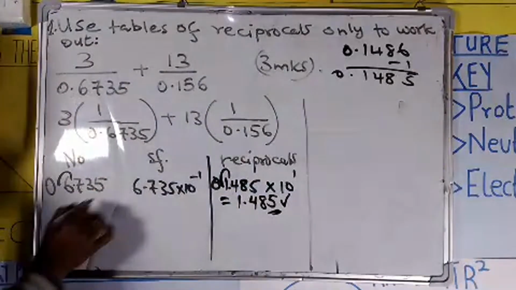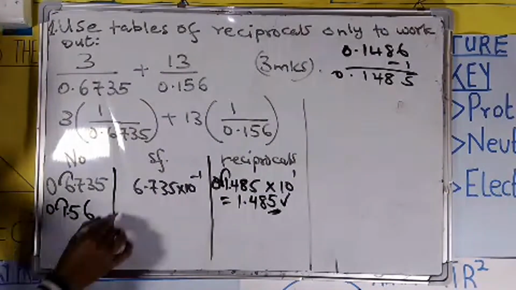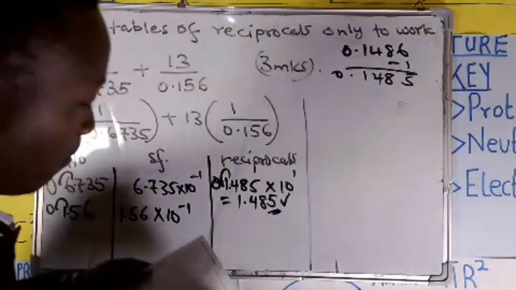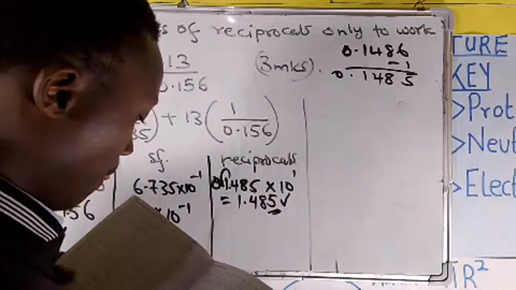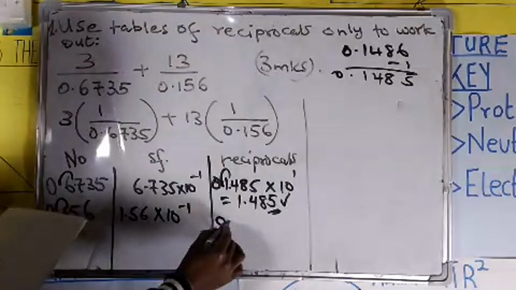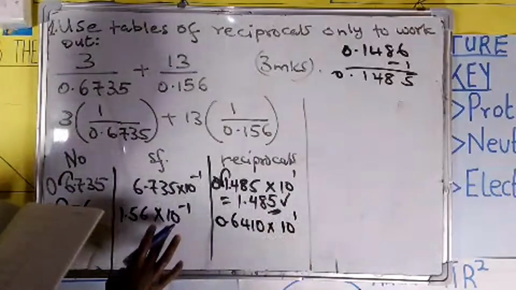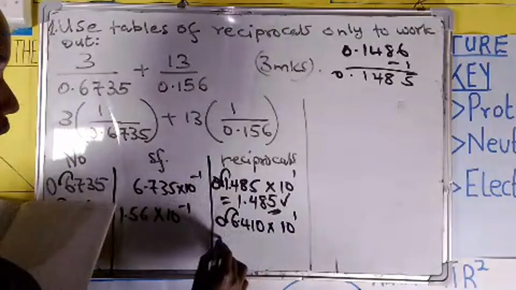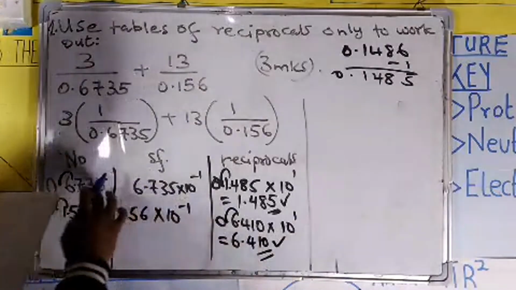Then we take the second one, 0.156. In standard form, it will be 1.56 times 10 to power negative 1. Then from our mathematical tables, 1.56 will be equal to 0.6410 times 10 to power 1. The reciprocal of 10 to power negative 1 will be 10 to power 1. So we will still take our decimal there, and we have 6.410. And once we have that, we can now proceed.